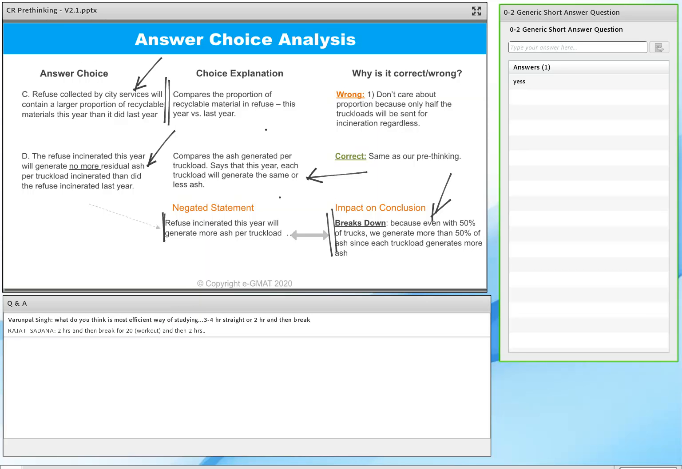A few more yeses, guys. What's going on? What happened with the energy level?